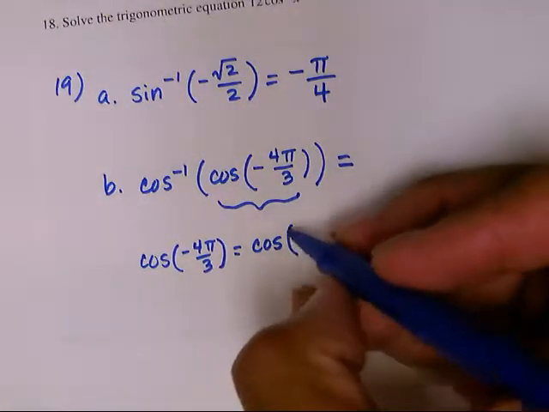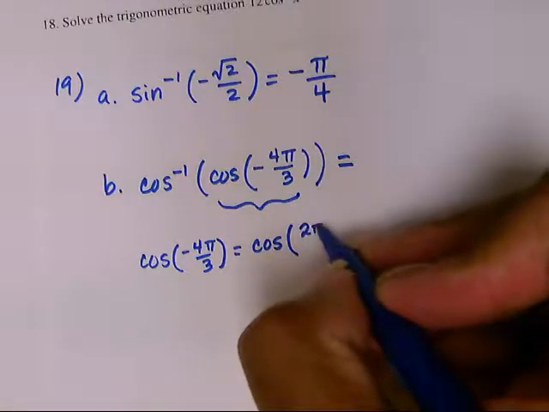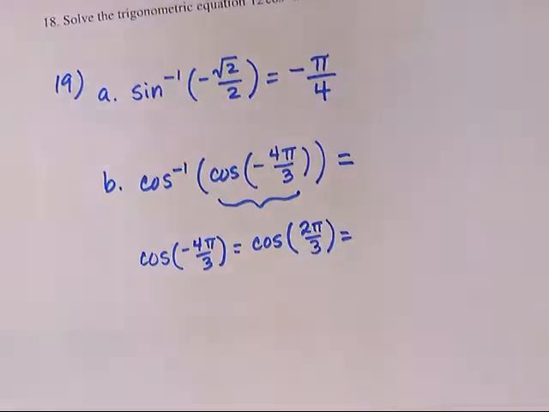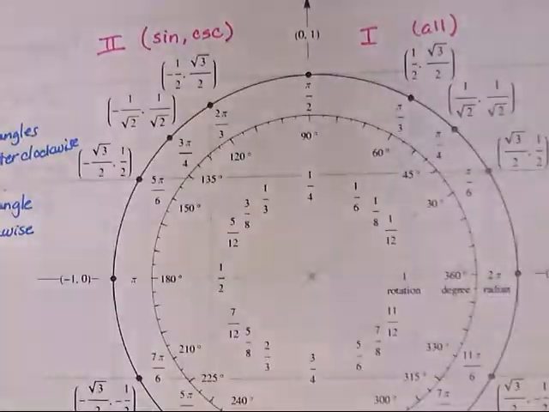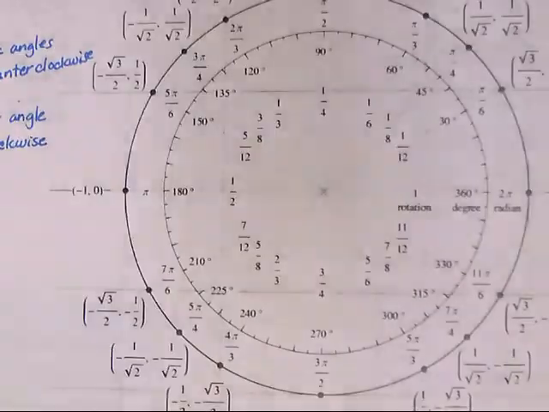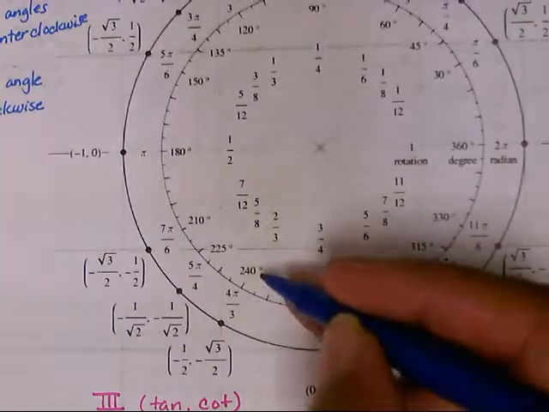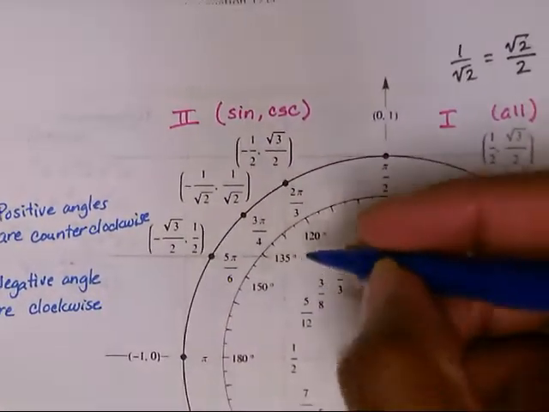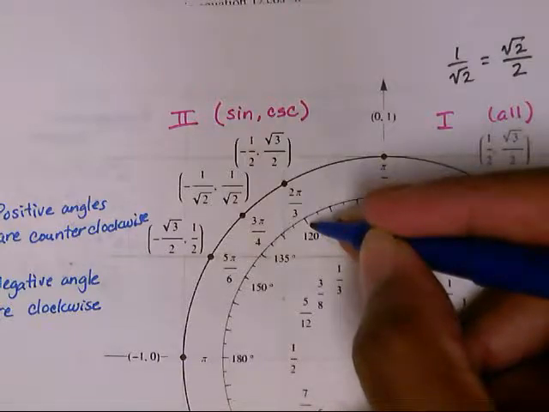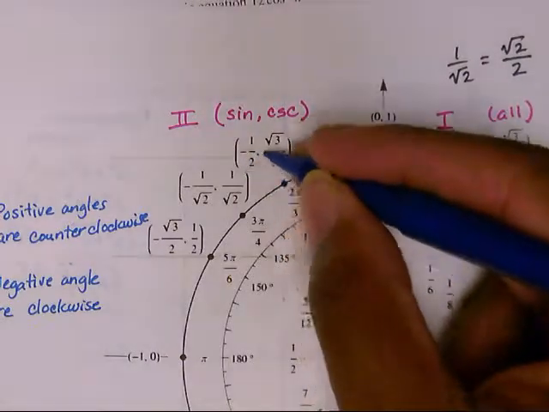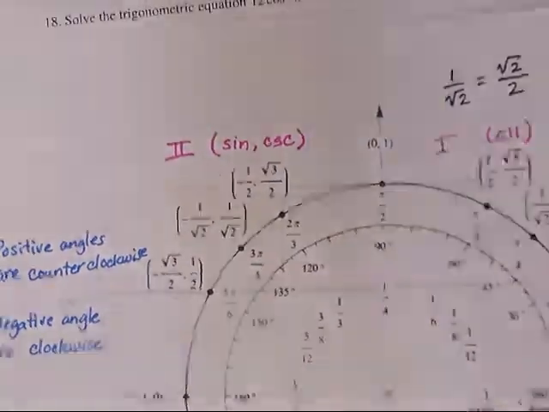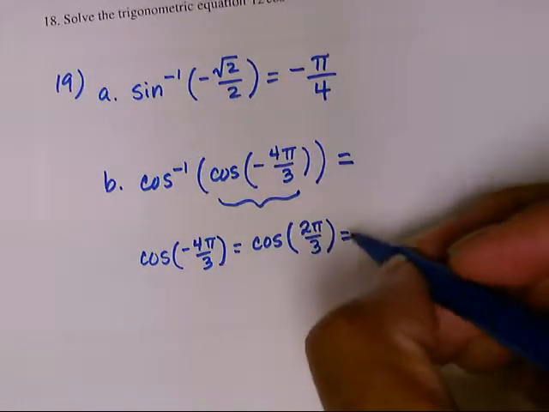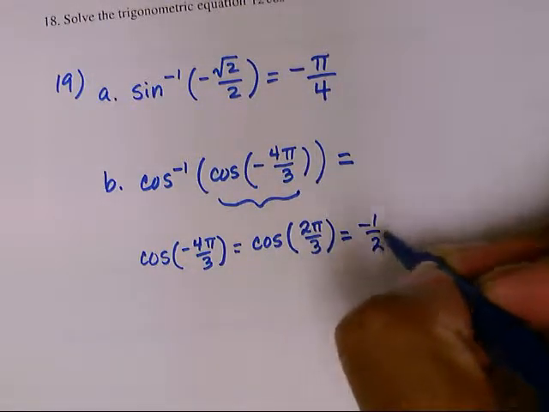So we're going to be finding the cosine of 2 pi over 3 using the unit circle. Using this unit circle, we're going to find 2 pi over 3, up here. The cosine is this x value right here, negative 1/2. So cosine of 2 pi over 3 is negative 1/2.